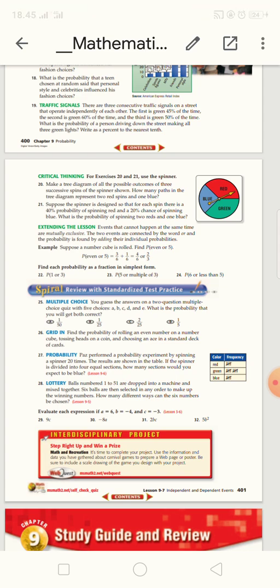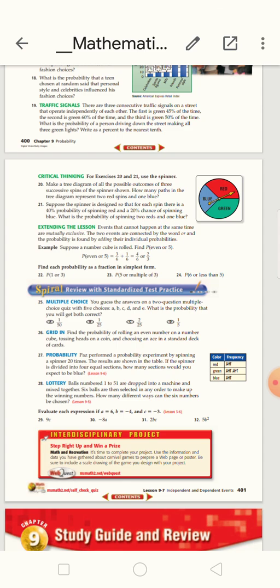26. Grid in. Find the probability of rolling an even number on a number cube, tossing a coin and getting heads, and drawing an ace from a standard deck of cards.